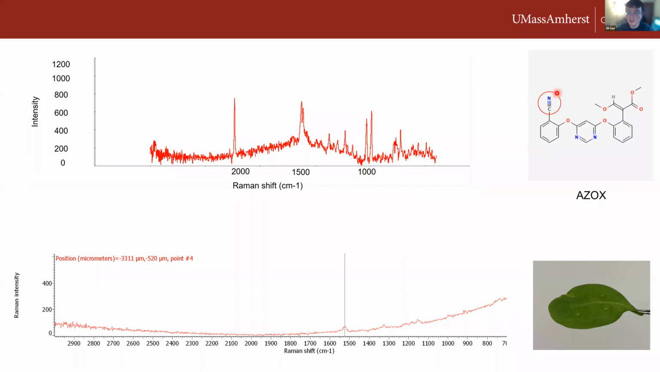Here is one application of the gold mirror. We have a pesticide here, and this pesticide has a nitrogen-carbon triple bond. This triple bond will have a signature peak at this position, and this pesticide itself is very Raman sensitive. But when we want to do the real application, to measure its degradation or penetration on a plant, such as a spinach leaf, there's no Raman signal from it. So to overcome this, we will use the gold mirror.